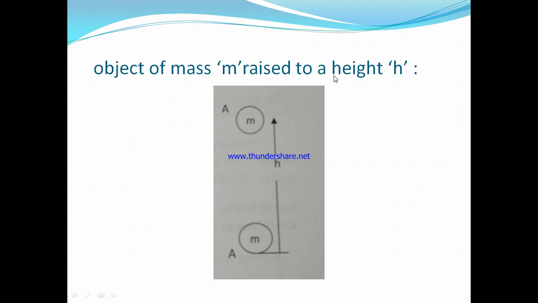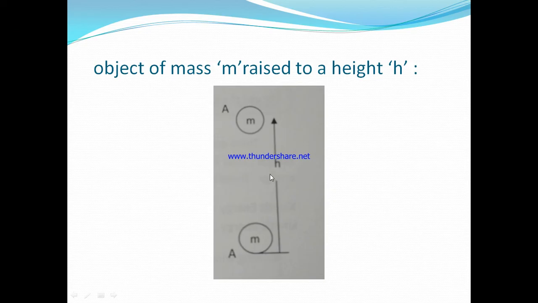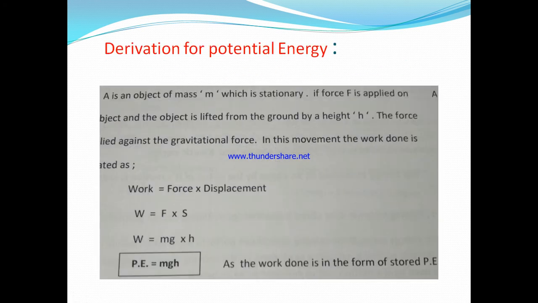Object of mass m raised to a height h. See here. Initially the object of mass m was at this position. Now this is raised up to this. The object has now come here. What is the height the object is gaining? That is h. The object is raised from here to here. The work is done, and due to that we are getting the object here. Then its potential energy can be calculated by the formula. This is the derivation for the potential energy possessed by this object.